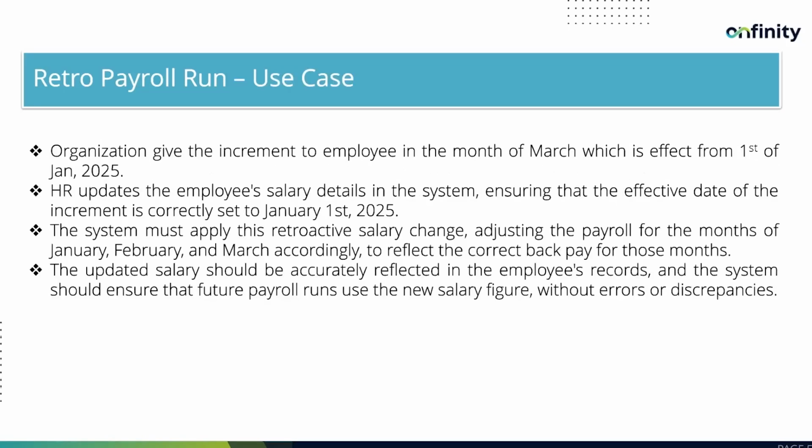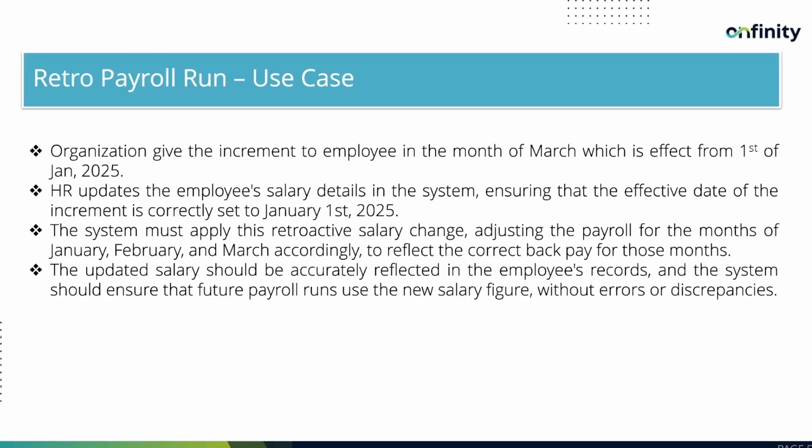We have a use case scenario for the retro pay run. The organization gives an increment to an employee in the month of March, but the effective date of this increment is actually January 1st, 2025. HR updates the employee's salary details in the system, making sure the effective date of the increment is correctly set to January 1st, 2025. The system must then apply this salary change retroactively.